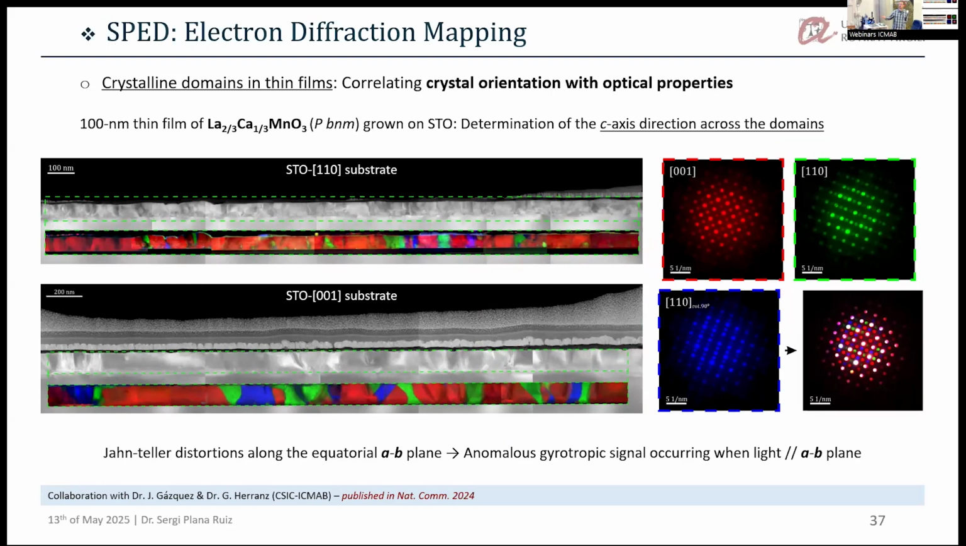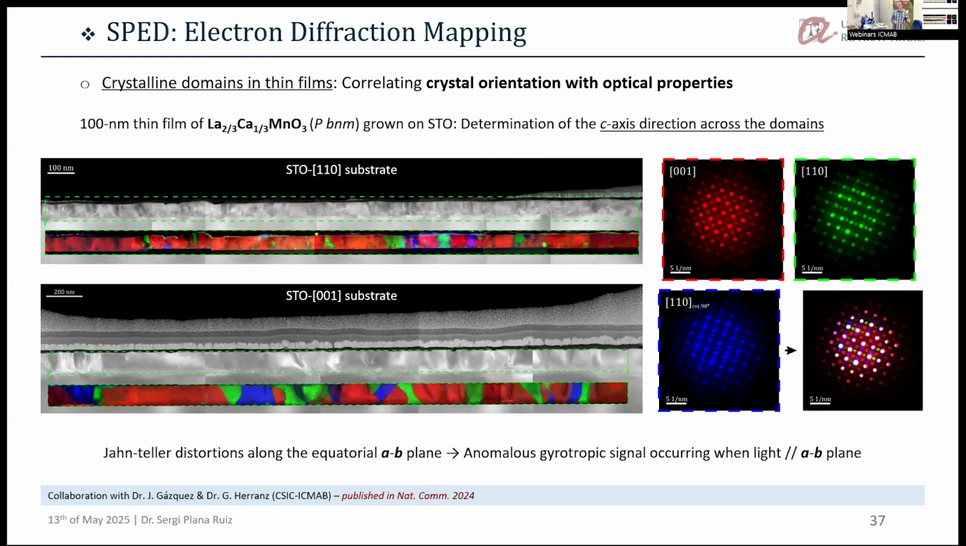Unfortunately, blue is a bit blurred. But the idea is that you can use that to see, for example, whether we have more presence of one of the domains or the other. We could see here that for a specific orientation of the substrate, we have a predominance of a given domain, while for another orientation of the substrate, we have more mixing of these different domains. And this could explain some optical properties that this material had.